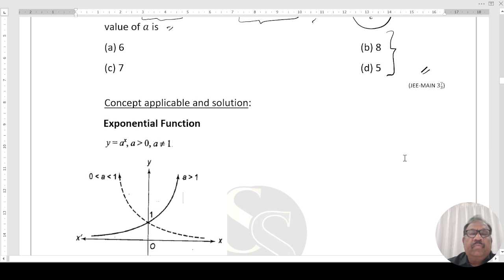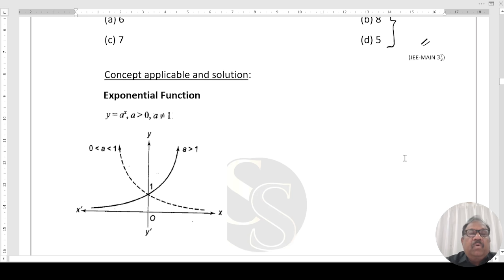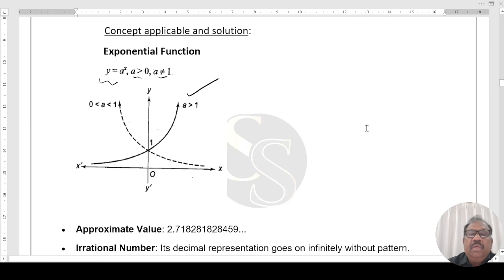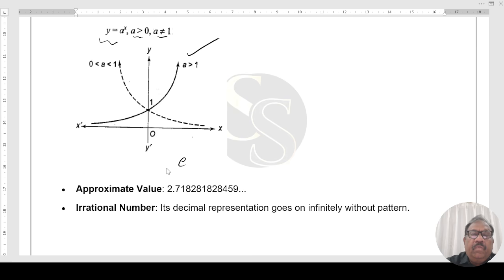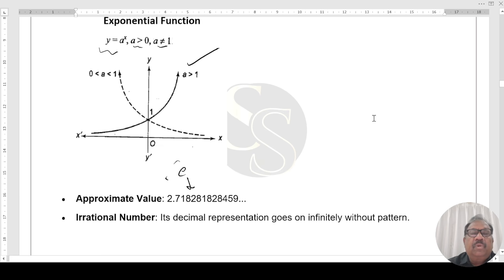Concept, applicability and solution. We know the exponential function y equals a to the power x, where a is greater than 0 and a is not equal to 1. This is the essential condition. If a is greater than 1, then this is the graph. If a is less than 1, then this is the graph. Now, e is given to you. The value of e is 2.718, that is, 2.7 we can consider it. It is an irrational number, its decimal representation goes on infinitely without a pattern. And this is regarding the exponential function.